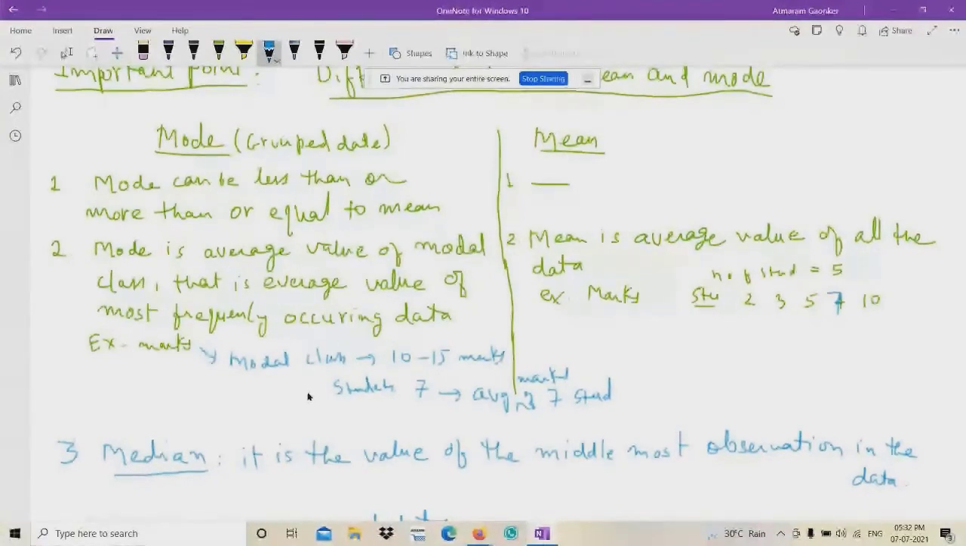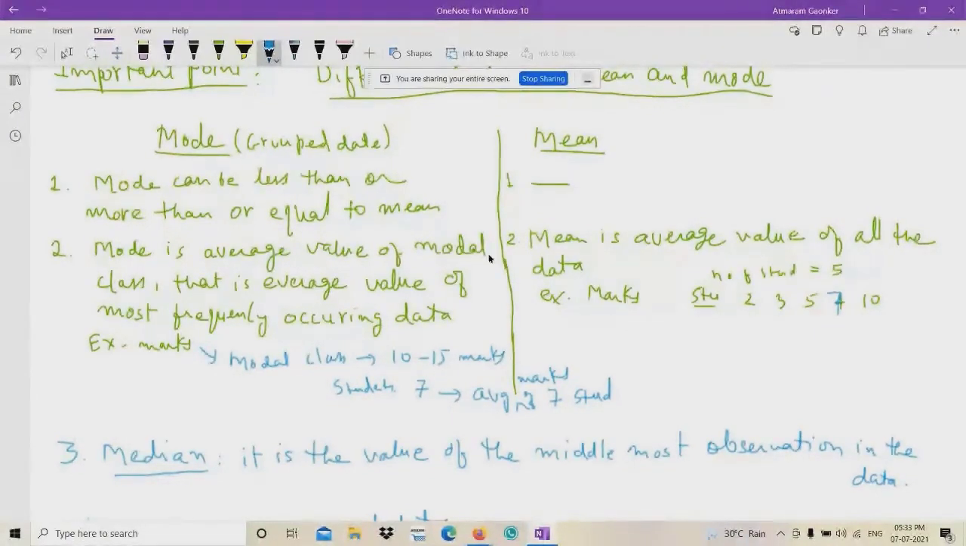That is, the frequency is maximum. So let us say the class is 10 to 15 marks. There are 7 students who obtained marks between 10 to 15, and that 7 is the maximum frequency. Then if the average marks of these 7 students is found, it is called the mode. So mode is the average within the modal class, and mean is the average of all the observations.